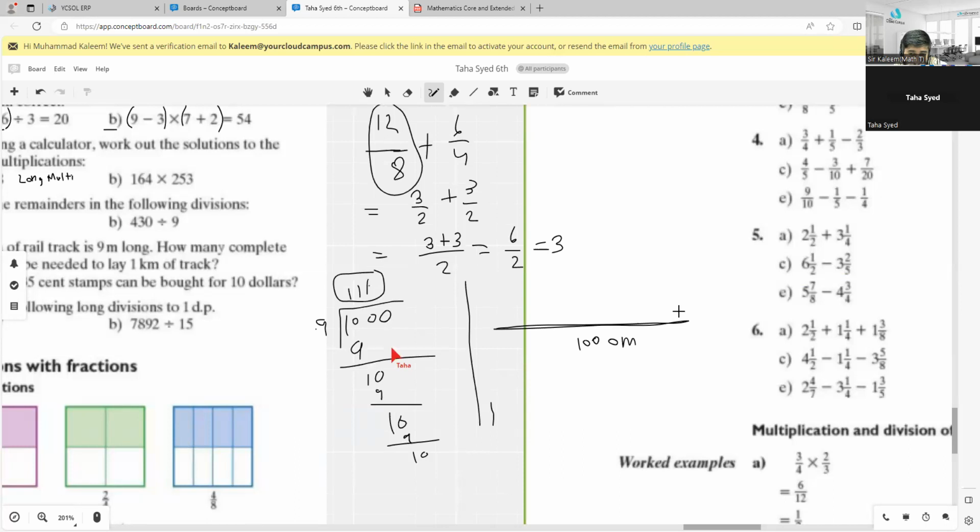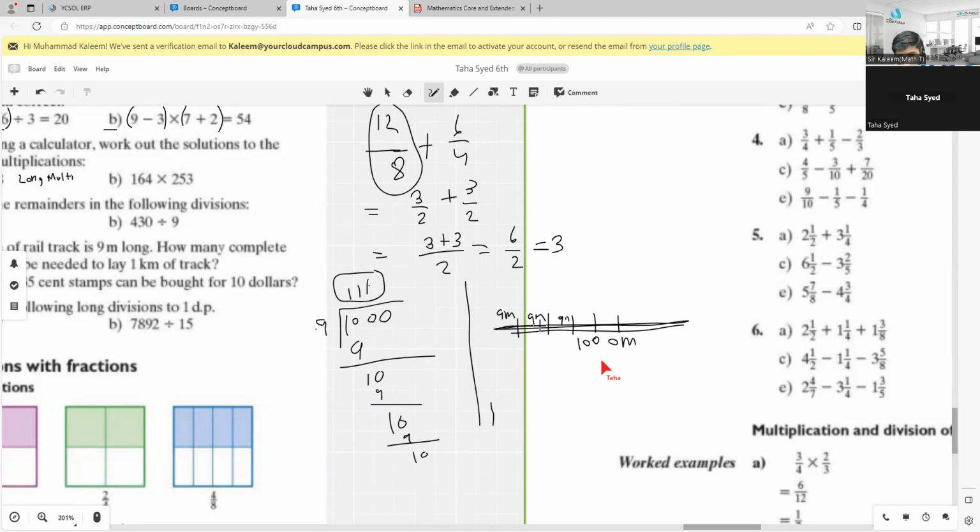So we just have to divide this 1,000 meter into parts of 9 meter length. Like I just make up one part of 9 meter and second part of 9 meter. Third part is also 9 meter. Fourth part is also 9 meter. So how many parts can we make of 1,000 meter? How many parts of 9 meter?